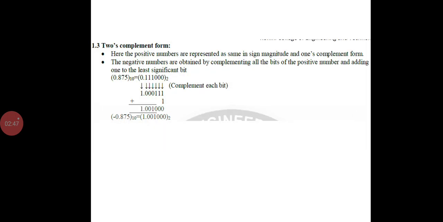And next one is 2's complement representation. Here, the positive number is represented the same as in sign magnitude and 1's complement form. The negative numbers are obtained by complementing all the bits of the positive number and adding 1 to the least significant bit. This is the example.